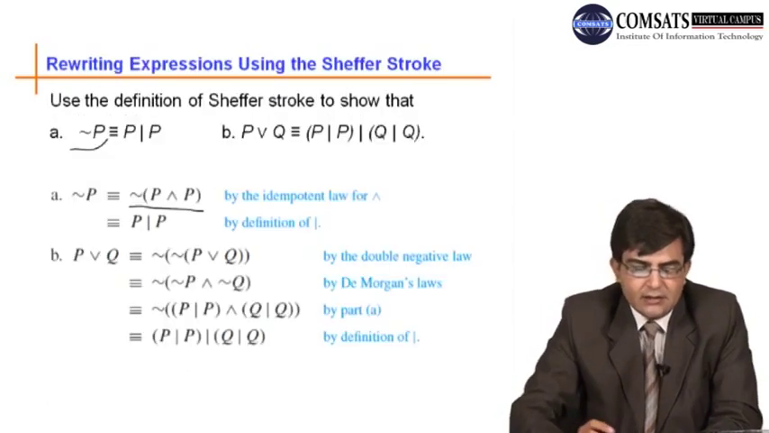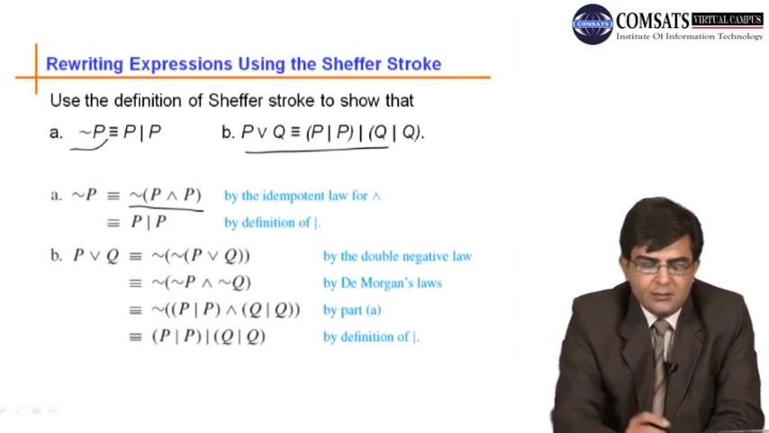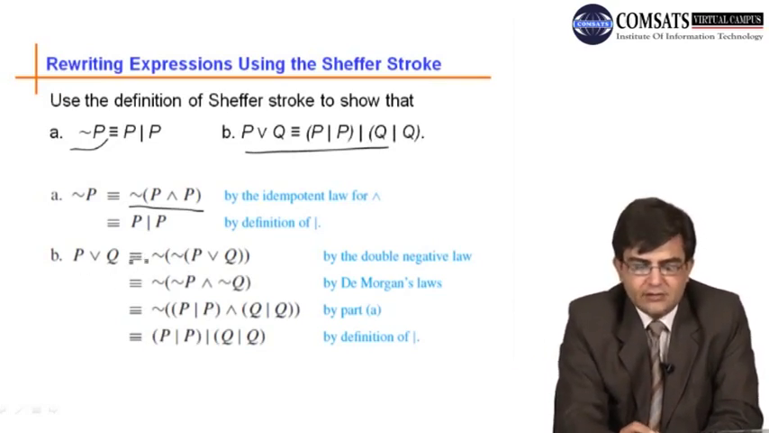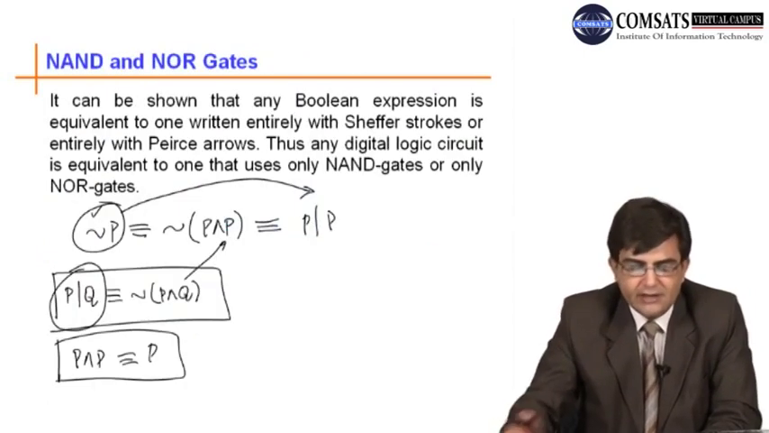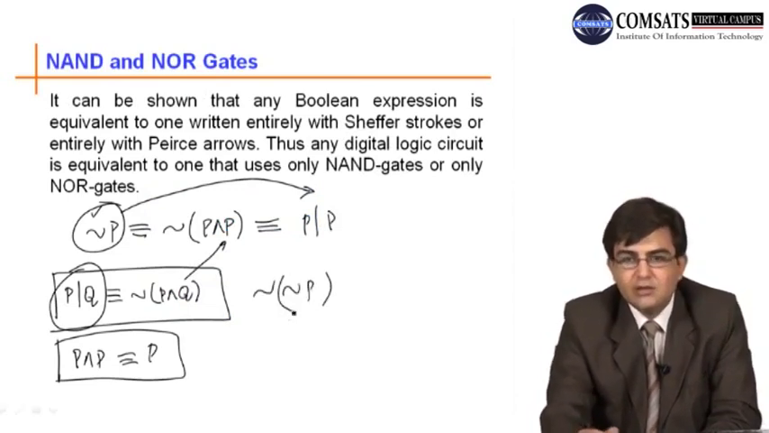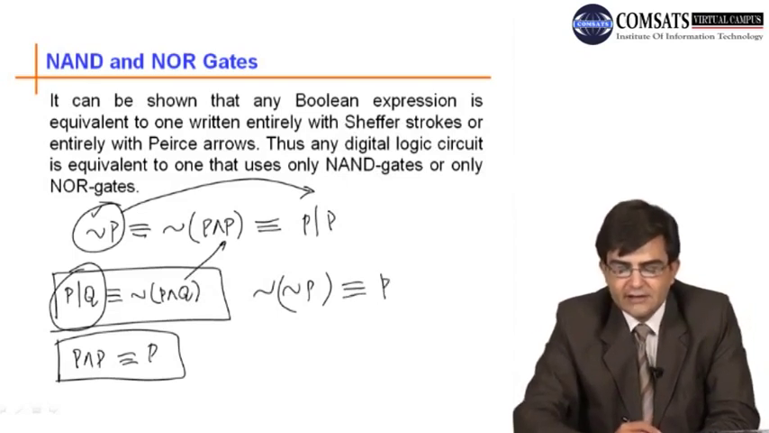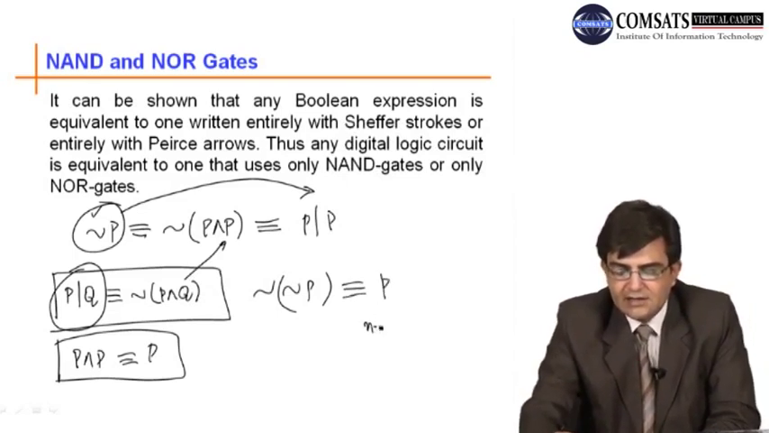Similarly, we can consider this example, P or Q. P or Q is logically equivalent to not of not (P or Q), as by the double negation law, not of not P is logically equivalent to P. We can write it as, this is basically the negation law.